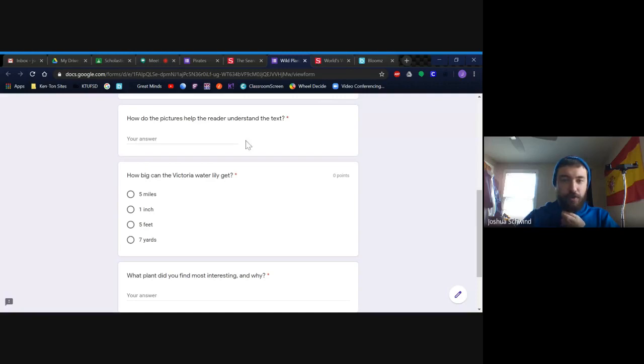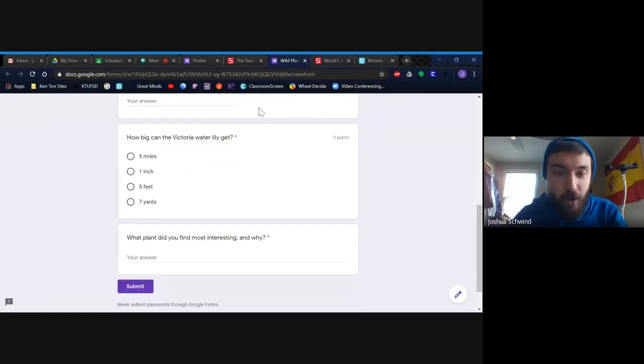So how do the pictures help the reader understand the text? It gives you an idea of what it really looks like. Because it can describe it to you in words, but then your brain has to try to come up with a picture. The picture really shows you and helps you understand some of the scientific words in the article.